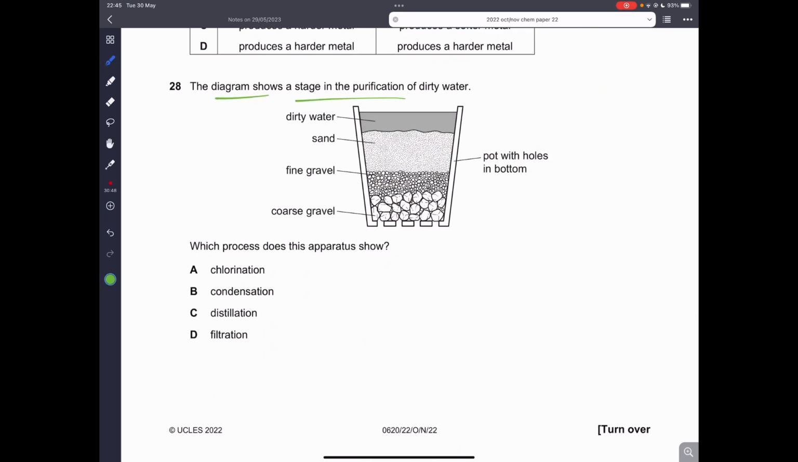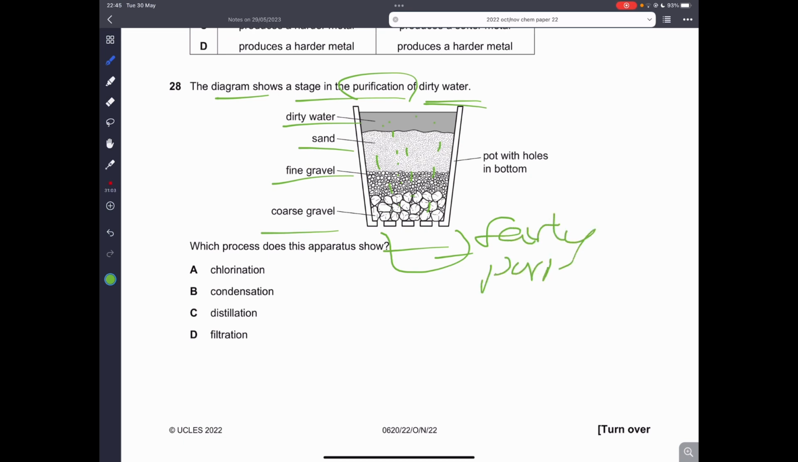Okay, 28. The diagram shows a stage of purification in dirty water. In the dirty water, sand, fine gravel, and so on, the water is going to trickle down from the top layer to the bottom layer, and eventually you're left with fairly purified water. It's not completely purified, but it's fairly clean, and this is a process known as filtration.